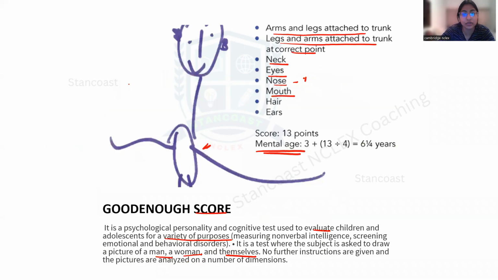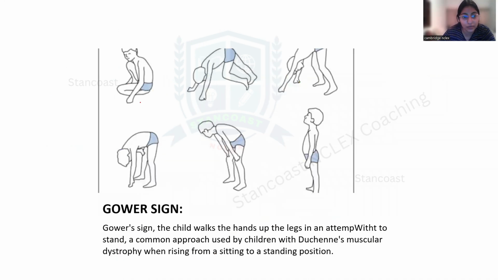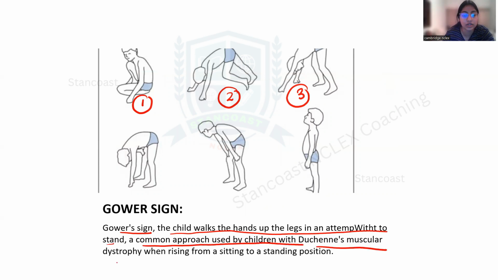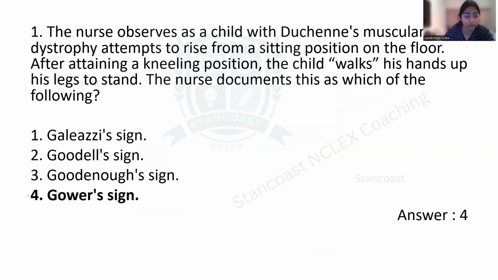So let's see through the picture. This is a picture where the child is sitting, then after kneeling, he is using his hands to walk. Now gradually he is getting upward and trying to stand properly. So this is the Gower sign. The child walks the hands up the legs in an attempt to stand. A common approach used by children with Duchenne's muscular dystrophy, here rising from a sitting to a standing position. So the correct option would be option number 4.